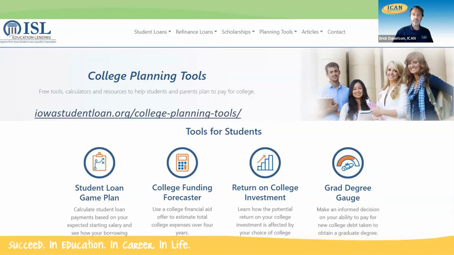to cost over 4 years, which is something we want every student and family to do, whether 2 years or 4 years. Not only look at it just 1 year at a time, but look at it in totality. There's also return on college investment, to learn how that potential is affected by your choice, and a grad degree gauge too, if you're looking on into that. A lot of good planning tools are on here that I think can be good for both students and families to work together and learn a little bit.